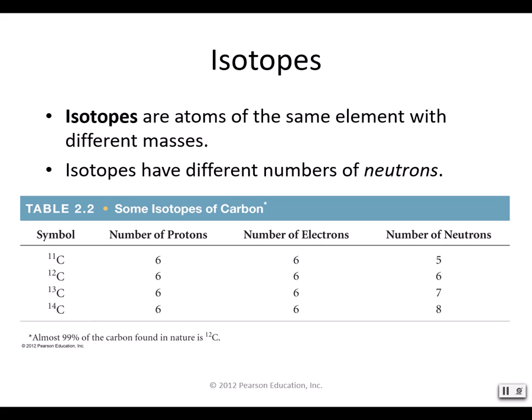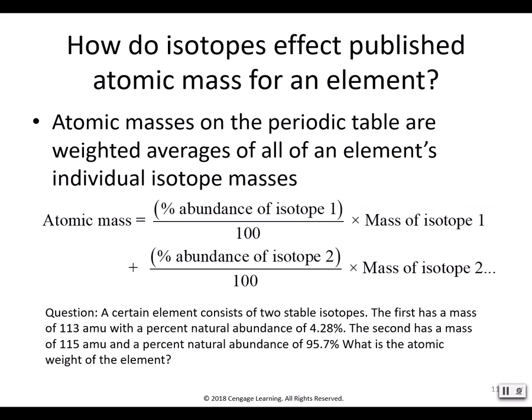That speaks to the concept of average atomic mass. So the atomic masses that are published on the periodic table for an element are actually a weighted average of that element's individual isotopes. So the atomic mass that is published takes into account how prevalent each particular isotope is for that element.